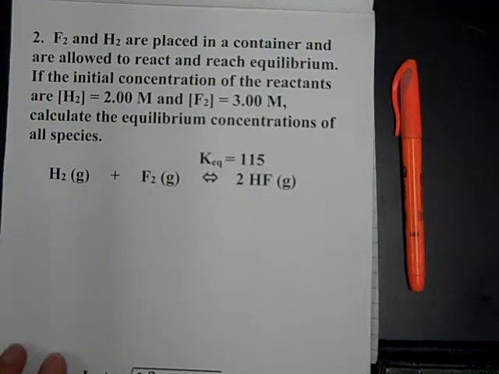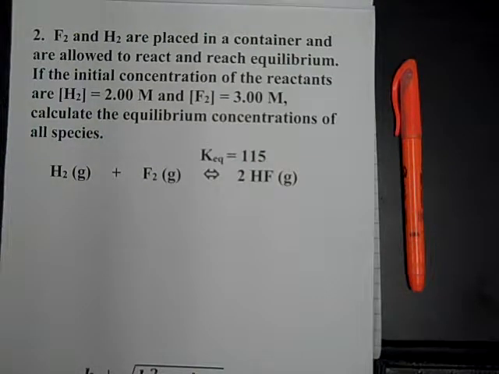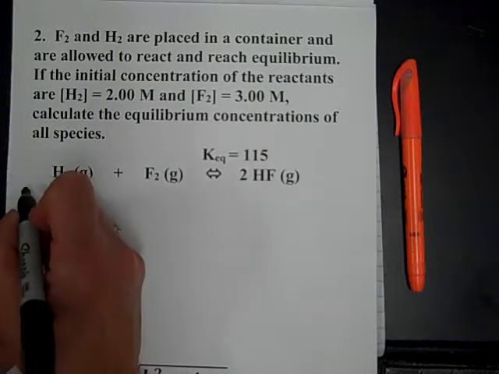Okay, H2 and F2 are placed in a container and allowed to react and reach equilibrium. If the initial concentrations of the reactants are H2 is 2, F2 is 3, calculate the equilibrium concentrations of all species. And I've listed the equilibrium constant there. Okay, the first thing we're going to do is set up the ICE table.